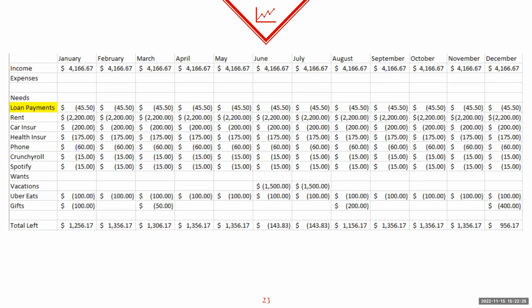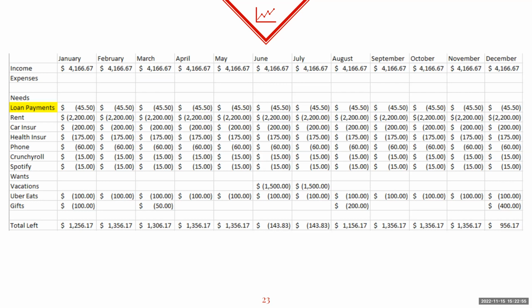So there we have it. We have our loan payments. We have to make $45 payments each month. And well, now you can see how that affects your budget. You can really see that the entirety of your income took a hit because of that, but especially during the summer months, you're in the negative pretty badly.